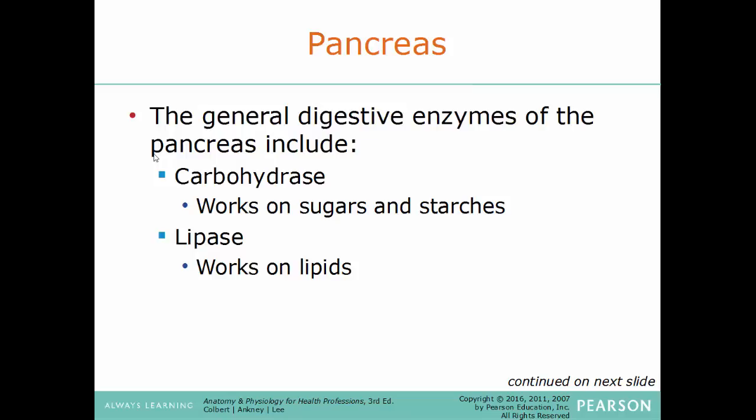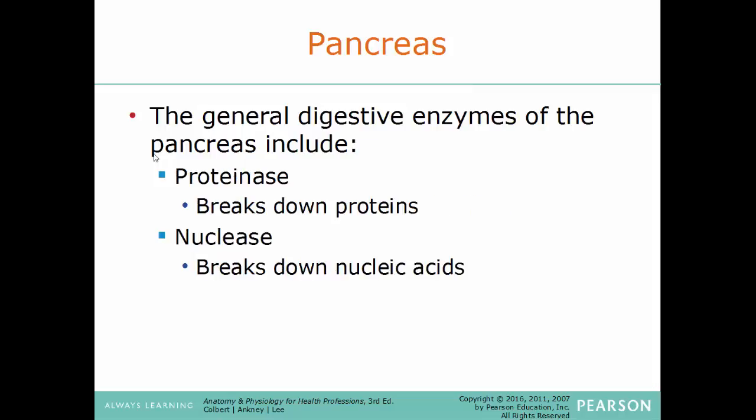The first one, carbohydrases. This will work on sugars and starches. Lipase, this will work on lipids. Proteinase will work on proteins. And then nucleases, these will break down nucleic acids.